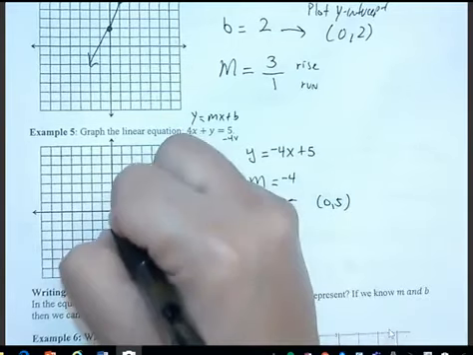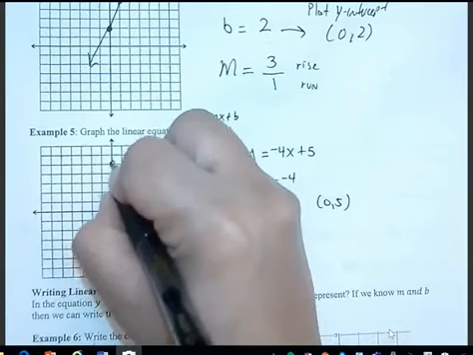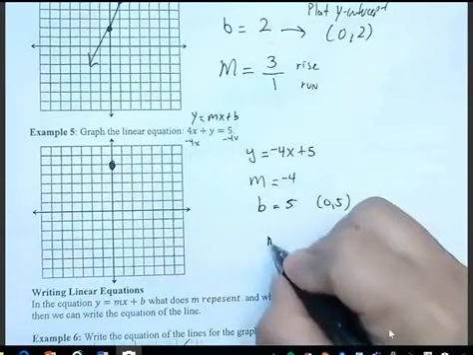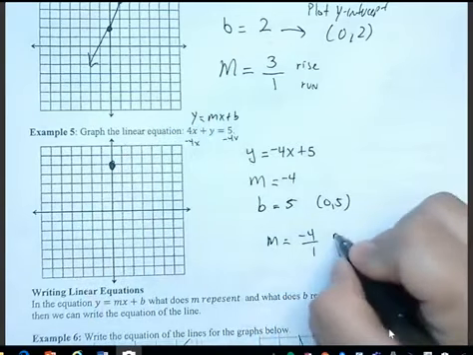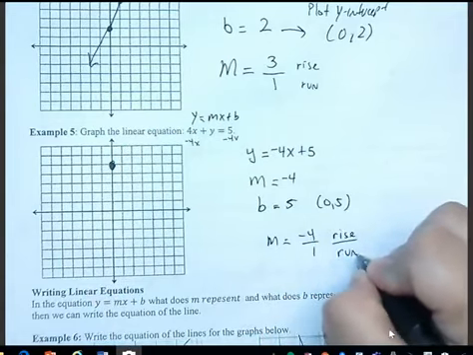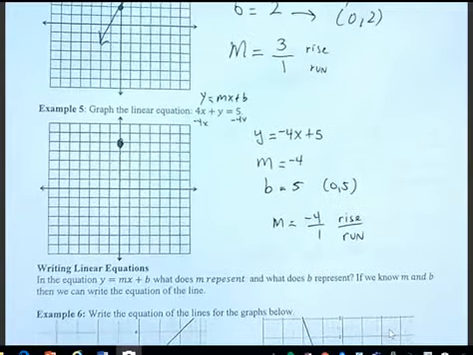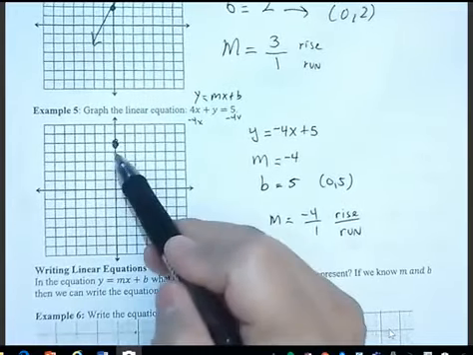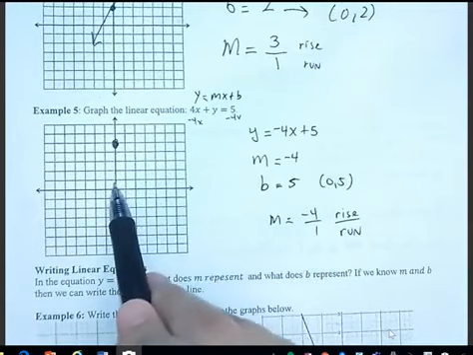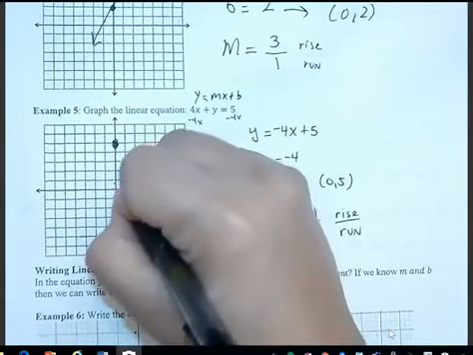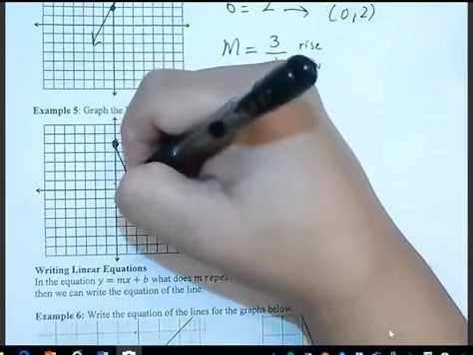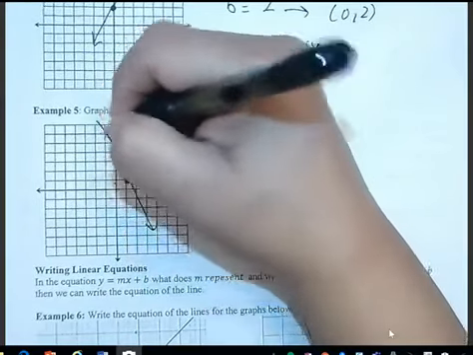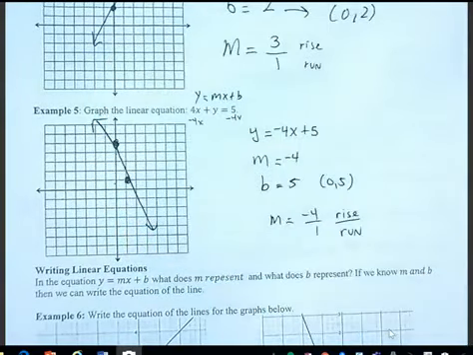So we plot that first. And then from there we take our slope. So our rise over run. Since the 4 is negative, we're going to go down 4. And then the 1 is positive, so we'll move to the right. And notice that the line is decreasing.